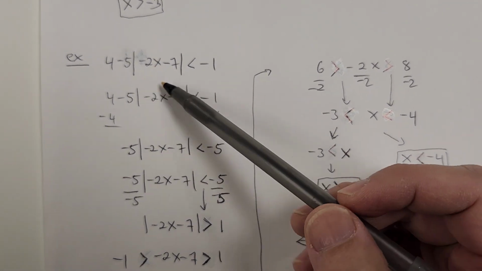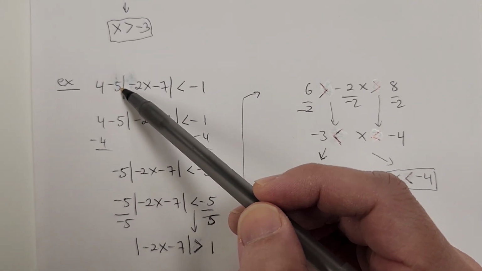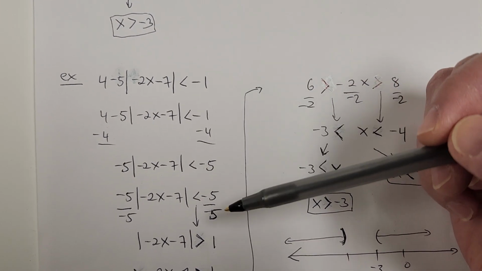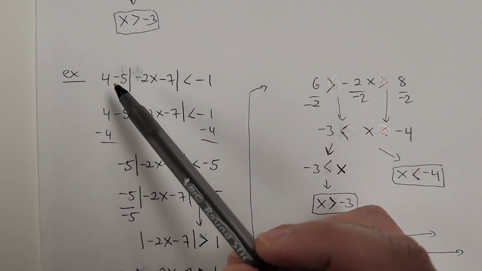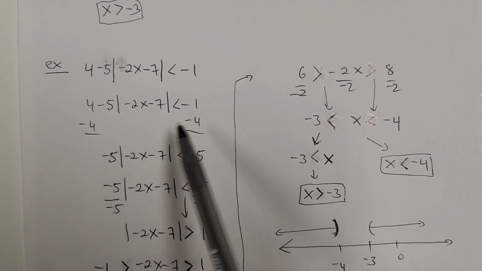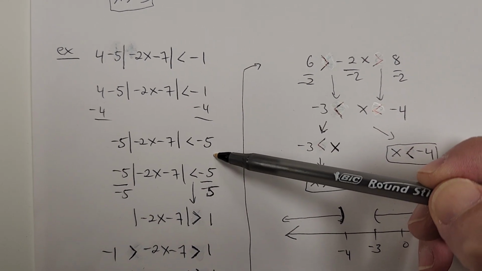So here we go. As you can see, I have something in front of the absolute value, and there's nothing back here, which is okay, so we don't have to worry about that. The first thing we need to worry about is this 4. So subtract the 4 over, which I have right here. Subtract 4 over, so that becomes negative 5.